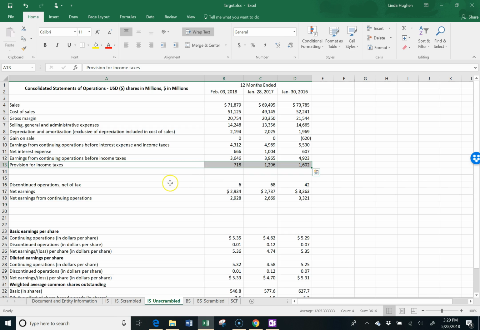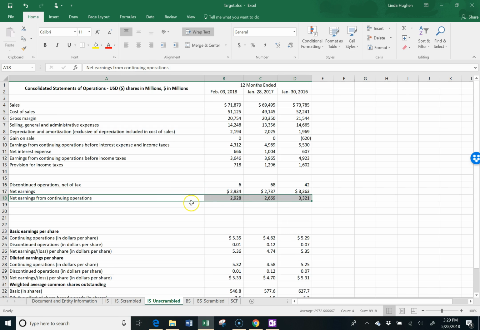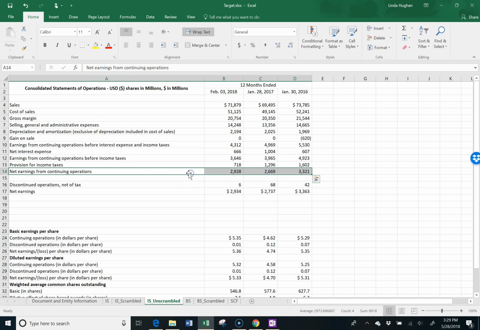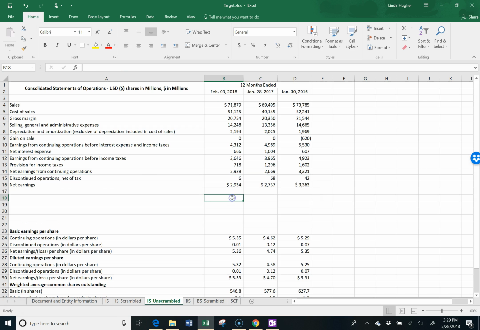Put in my provision for income taxes. Now remember that Target does report discontinued operations. Those are always reported towards the very bottom because it's not expected to affect future earnings. All right, so now where we would typically show net income as the next line, we now have earnings from continuing operations only because the company does report discontinued operations. And then finally net income. And if I want to check any of these subtotals, I can take this, subtract out interest expense. I should get my earnings from continuing operations before taxes. I do, and I can continue checking my numbers and so forth.